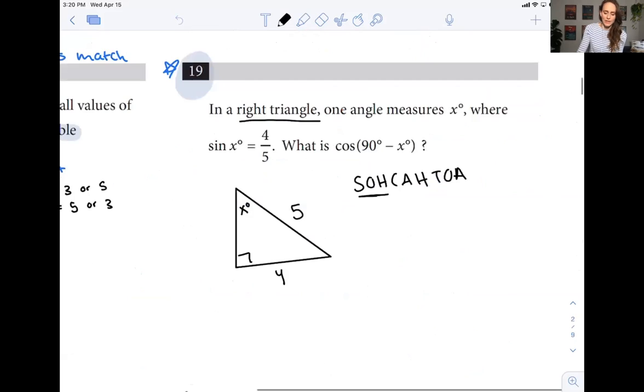So when I look at this and I see the 90 minus X, if you really want to score above a 600, 700 in the SAT math section, I would want you to recognize this as a complementary angle.